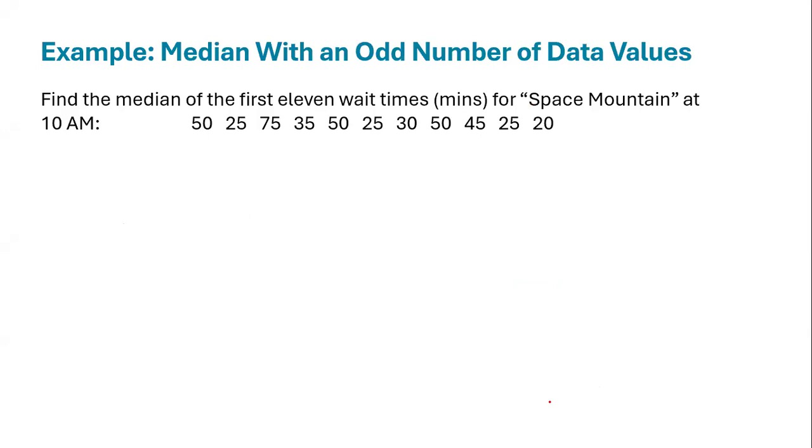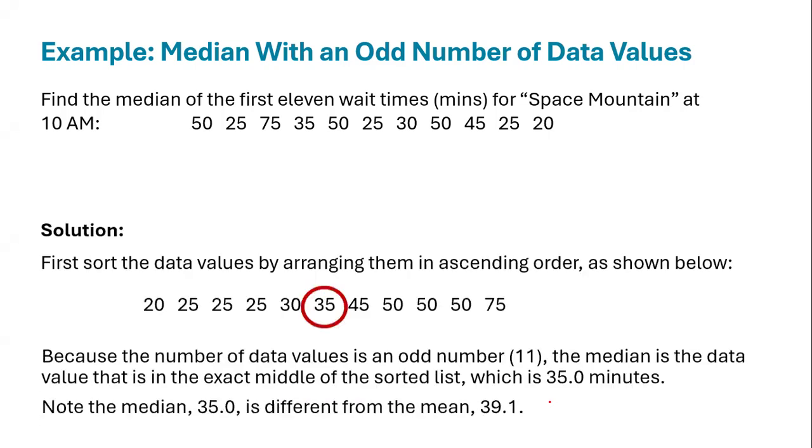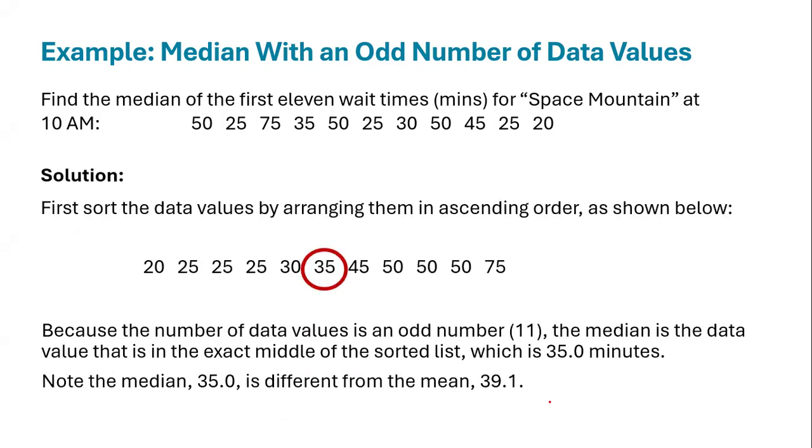If I want to find the median of this data set, since we have an odd number of data, we need to put the data in order first. Don't forget that part. We put them in order from least to greatest. And then since we have an odd number of data values, one number will be left in the middle, which is 35.